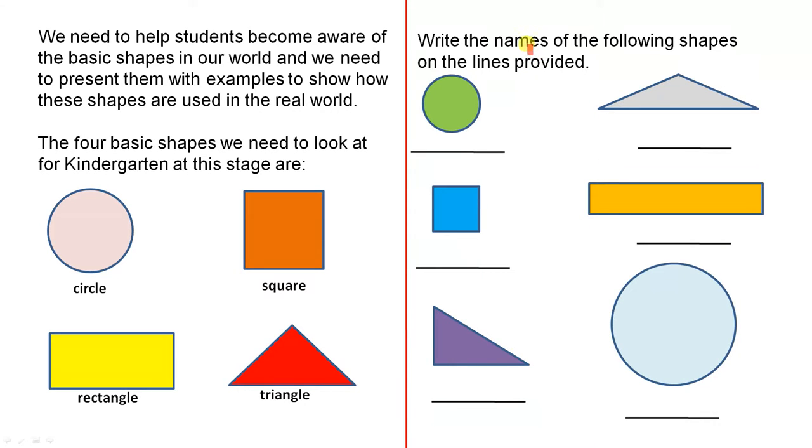A very simple exercise. We could ask the students to write the names of the following shapes on the lines provided, and you would present them with this information so they can associate the circle with that name, the square with that name, etc., and they'll be able to write the correct names here.